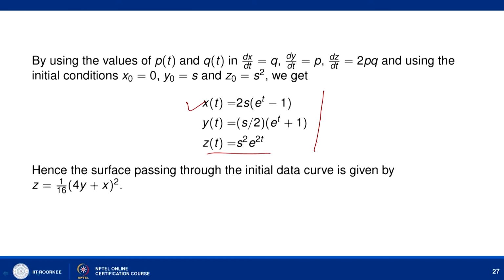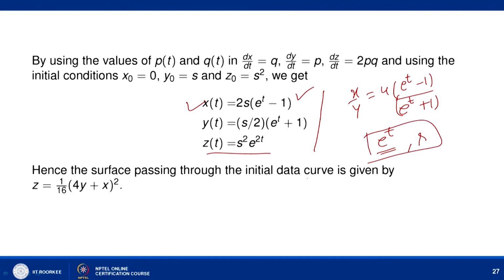Now, to remove the parameters, you can simplify and you can get x by y equal to 4 times e to the power t minus 1 divided by e to the power t plus 1, and from this you can get the value of e to the power t, and you use it in any of the relations to get your s. Here I am leaving it to you to find out the value of e to the power t and s, and hence we can put it back into this equation, and you can write down your relation of z in terms of x and y as follows: z equal to 1 by 16 times 4y plus x whole square. So, this is the integral surface which we want to obtain.